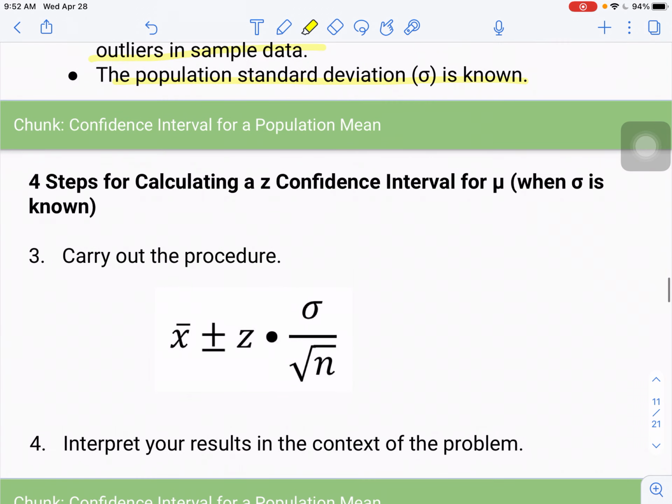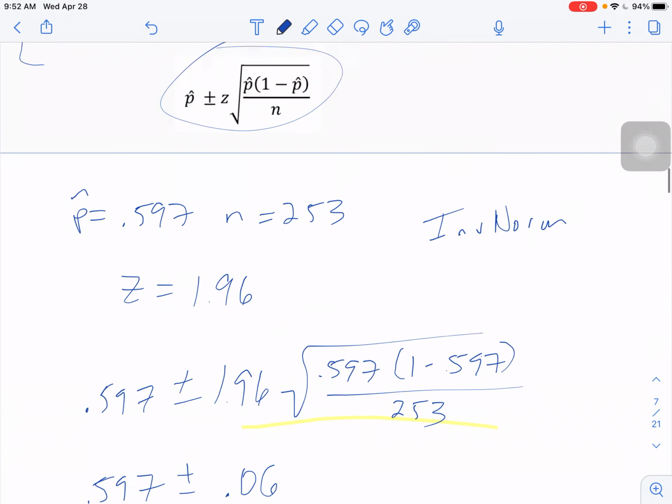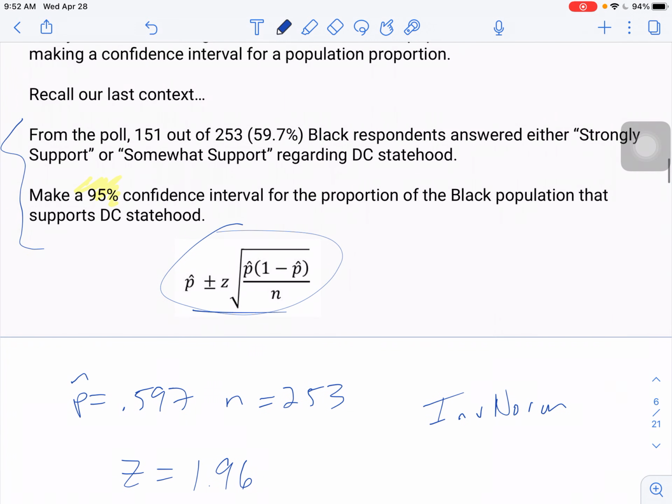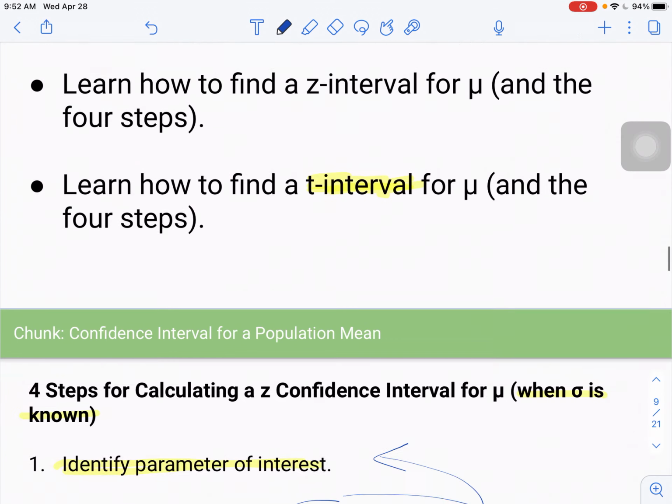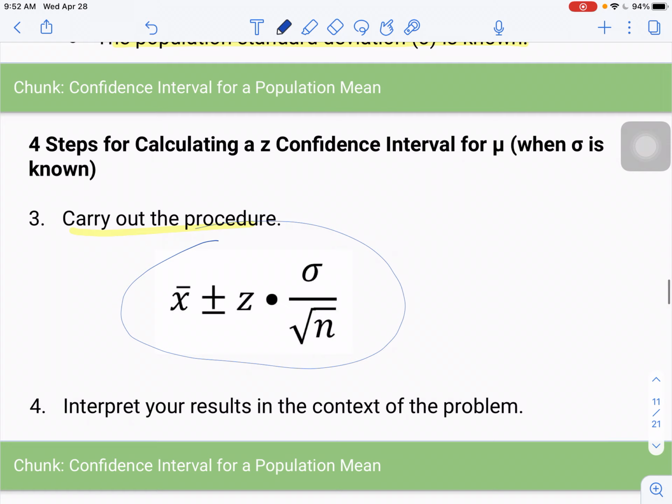Step three is where we carry out our procedure, and this is the formula for a confidence interval for mu. So we just did a confidence interval for P, and that was this formula here. It was p hat plus or minus z times that standard deviation or that standard error. Well, we're going to do the same thing down here. It's your point estimate, and this time it's x bar. So instead of proportions, this will be means, so it could be really any kind of number. It's not always just going to be a decimal value.